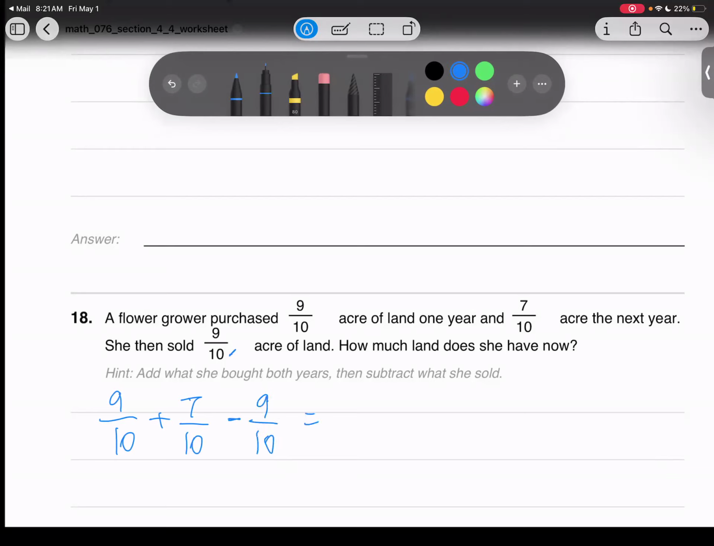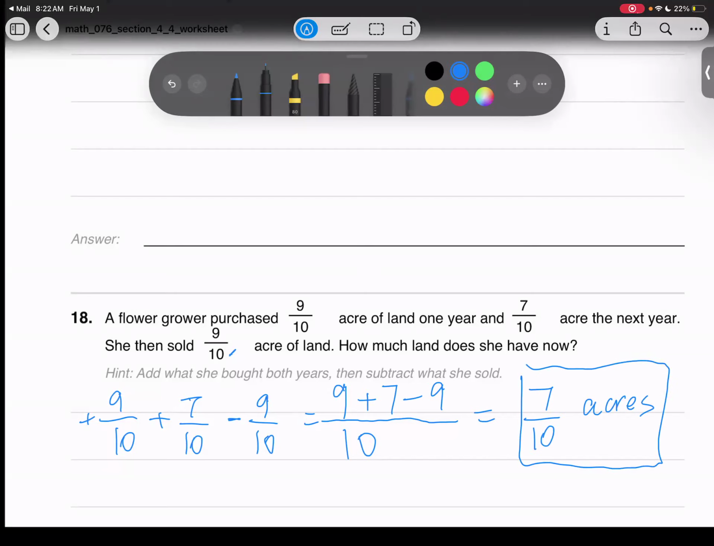Okay. I have a common denominator, 10. And then I'm going to combine all of the numerators. And I'm going to use the sign out in front. There's a hidden positive there, so it's 9 plus 7 minus 9. 9 plus 7 minus 9 gives me 7 tenths, and my units are acres. And that's it. Okay, I promise we'll practice more in class because this is a lot. Good luck.